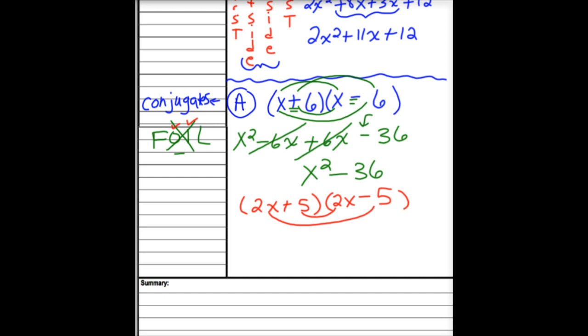So really, if I can spot a pair of these, I just do firsts. 2x times 2x is 4x squared minus lasts. 5 times 5 is 25. And it makes it really quick. But if you don't spot it, you would expand it all out and they'd cancel anyway. So it's just a little time saver if you recognize that special case.